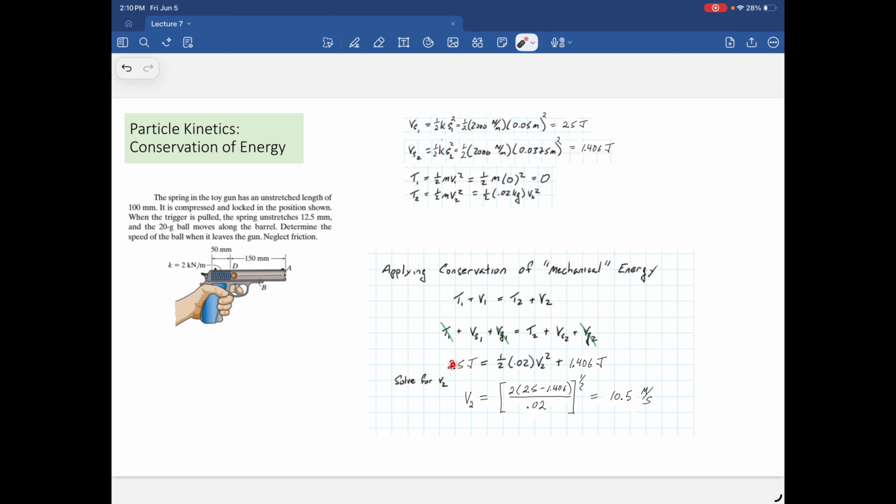We end up with 2.5 joules equals 1/2 times the mass of the ball, which is 20 grams, that's 0.02 kilograms, times v2 squared, plus 1.406 joules. Solving for the final velocity, we get that the ball exits the gun with a speed of 10.5 meters per second.